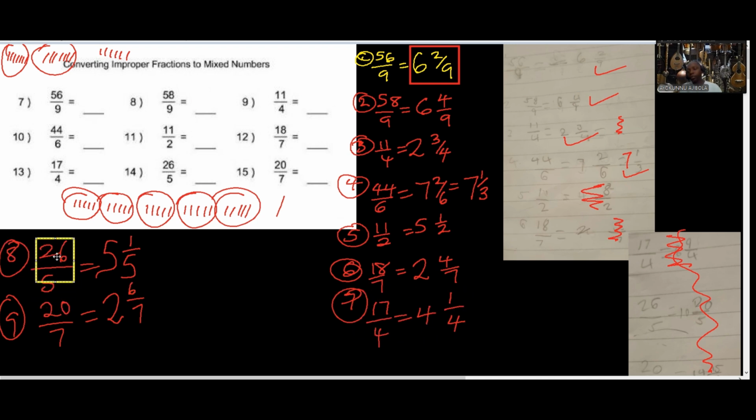And 5 into 26 is 5, which is 25. When you remove 25 from 26, what do you have left? 1. Okay? And 7 into 20 is 2, which is 14. Then it's going to remain 6 over 7. So put down the corrections. Then I'm going to give you something to try, okay?